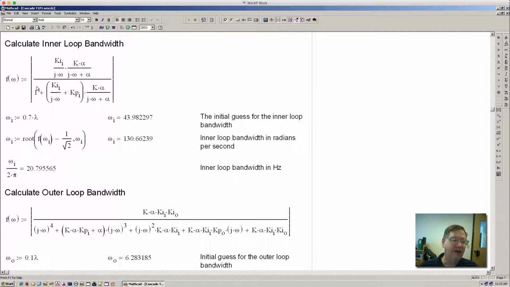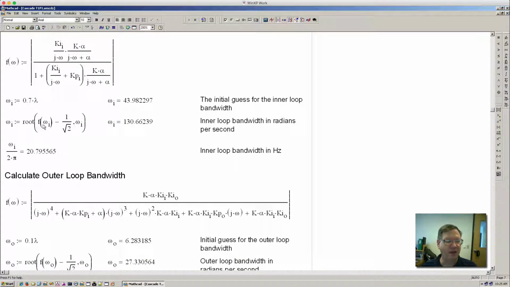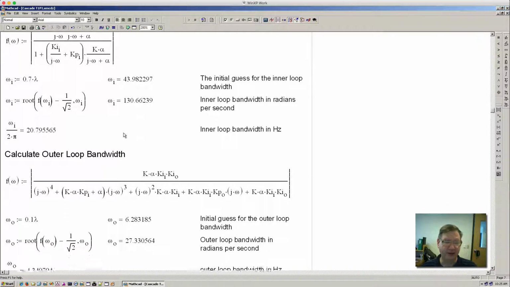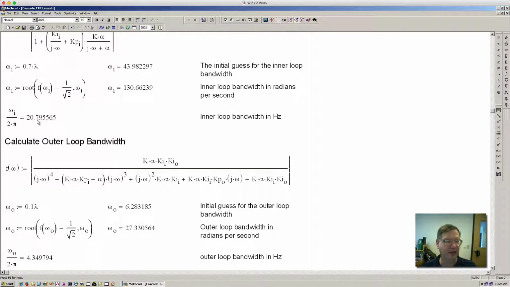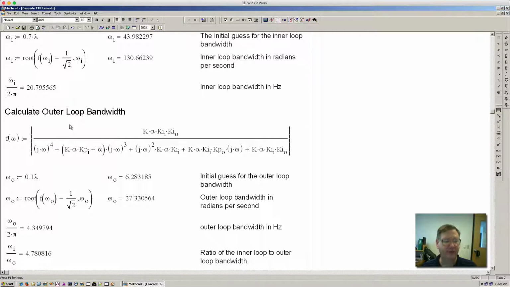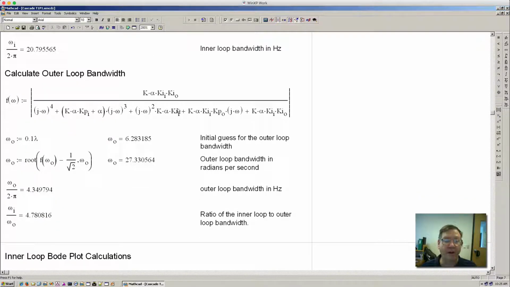Okay, so this is the inner loop closed loop transfer function, but what I've done is I've substituted j omega for the s parameter, and I'm finding the root where the response drops down to 0.707, or 1 over the square root of 2. And you can see the inner loop bandwidth in radians is 130 radians per second, about 20.8 hertz.